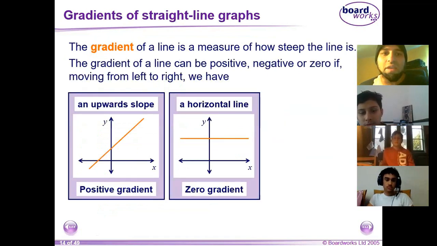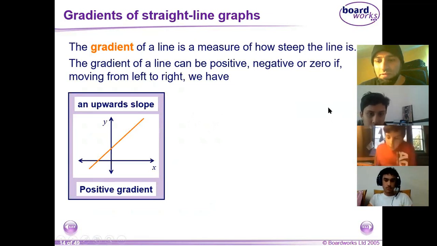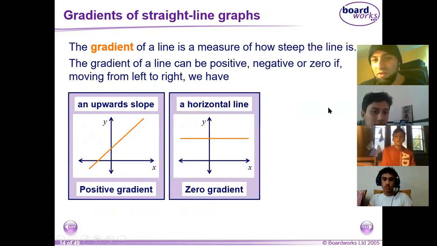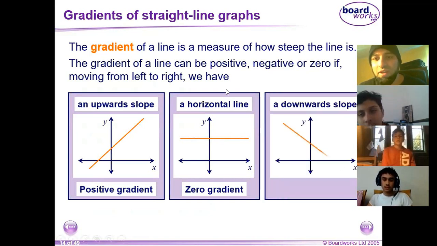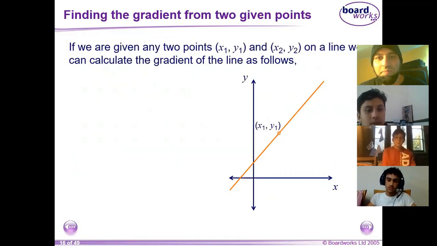We said, look, if your line slopes up like this, you have what we call a positive gradient. What about if your line's flat? Neutral, or 0 gradient. What about if your line slopes downwards? Negative gradient. So a negative gradient is very interesting. We're going to look at this in a minute.